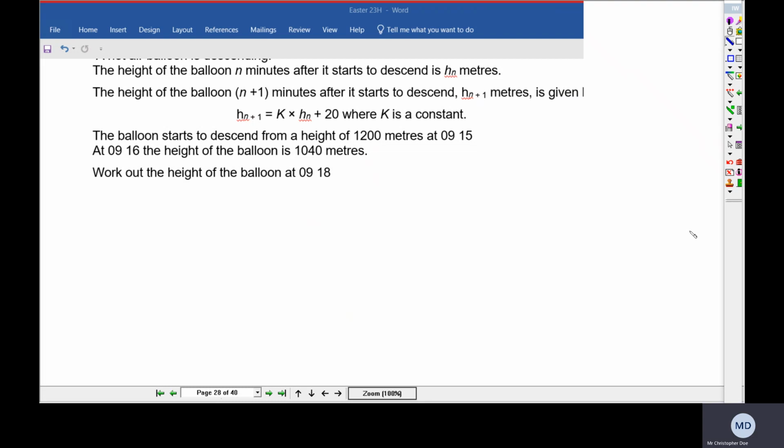Right, okay, so here we go. Question 2. Right, first thing, you've got a lot of words in question 2. So can I suggest you read it through and maybe highlight the important bits?